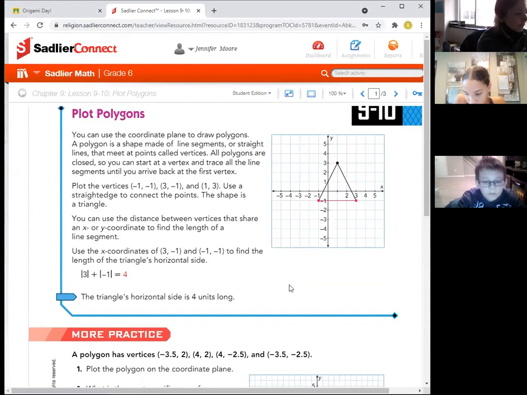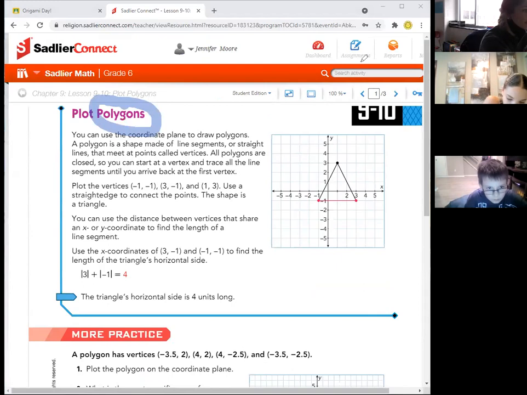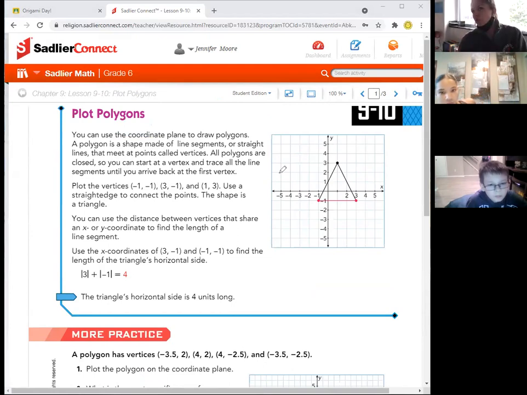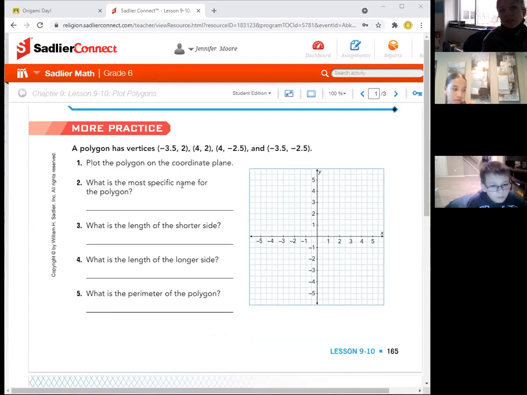So one step farther is plotting multiple points on the same coordinate plane and creating what's called polygons, right? What are polygons? Shapes, right? They're closed, they have straight edges, they have angles, they have vertex points, vertices. So this is the last piece, plotting specific points to create polygons. We're doing 165 together right now.